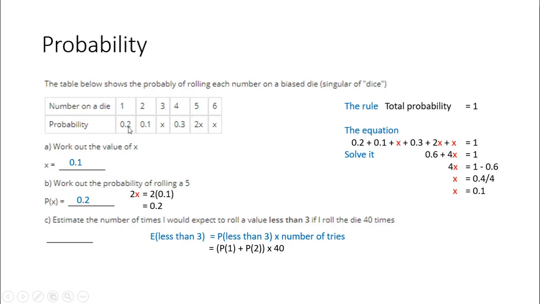Probability of rolling a 1 was 0.2. Probability of rolling a 2 was 0.1. So this is going to be 0.3 times 40. That's 3/10 of the time. 2/10 of the time I roll a 1. 1/10 of the time I roll a 2. 3/10 of the time I roll a number that's less than 3. So 3/10 of 40 is 12. I expect to roll a number less than 3 12 times.